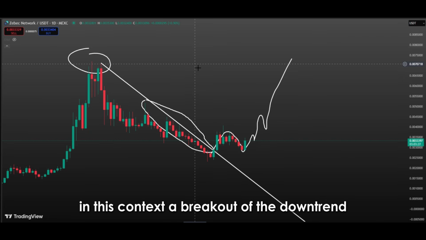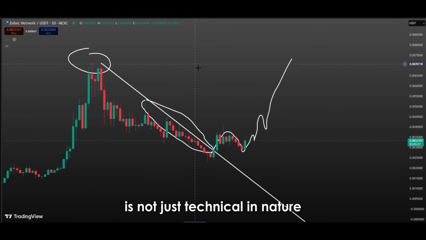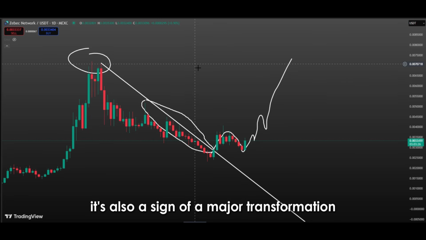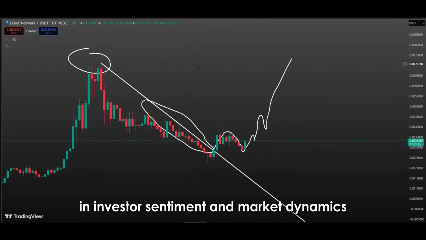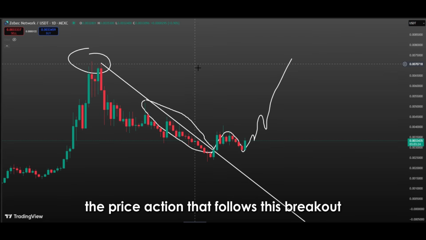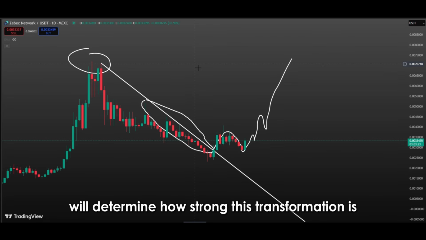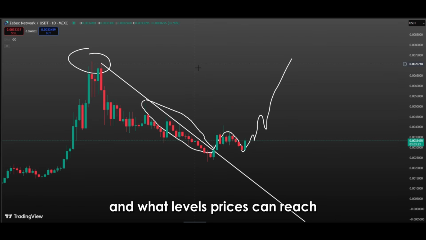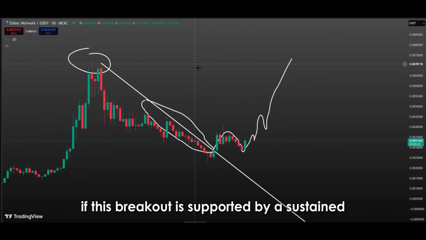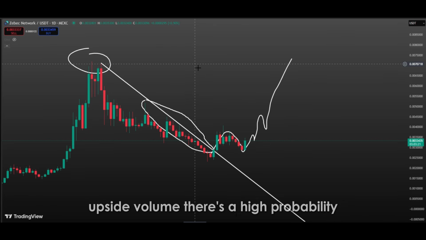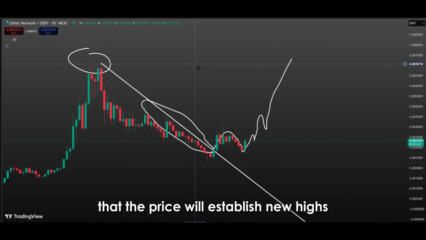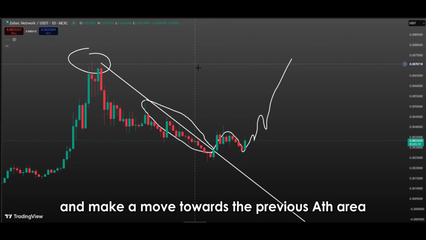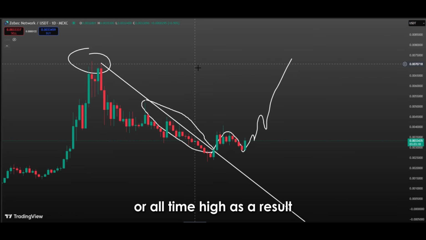In this context, a breakout of the downtrend is not just technical in nature, it's also a sign of a major transformation in investor sentiment and market dynamics. The price action that follows this breakout will determine how strong this transformation is and what levels prices can reach. If this breakout is supported by a sustained upside volume, there's a high probability that the price will establish new highs and make a move towards the previous ATH area, or all-time high.